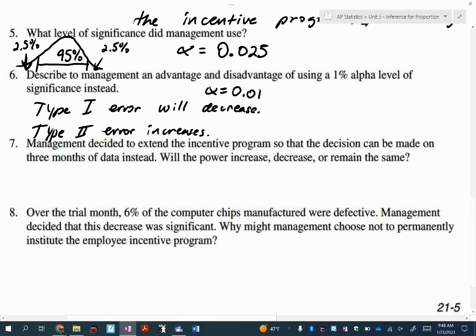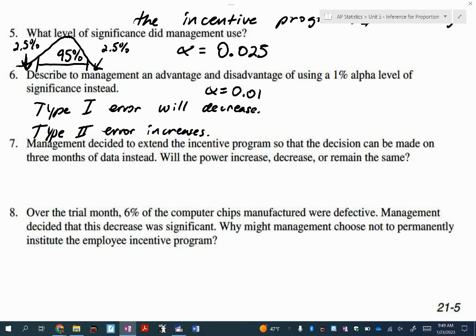All right. Management decides to extend the incentive program. So instead of 1 month, they're going to do this for 3 months. So what does that tell me if instead of doing just 1 month of data, now I'm going to essentially triple that? That's a larger sample size. That's what I like to hear, right? Because a larger sample size is going to mean what about our errors? They're both going to decrease. They're both going to go down. The rate of us doing something wrong is going to go down.